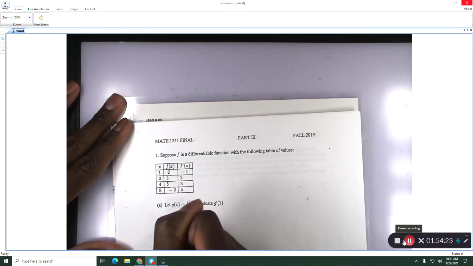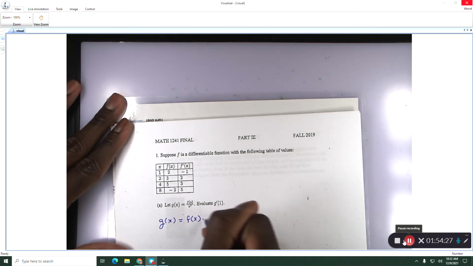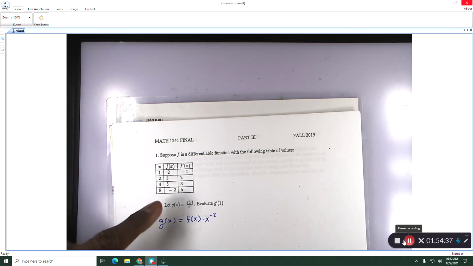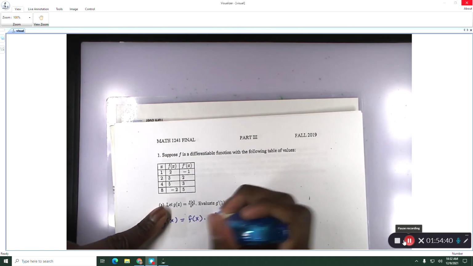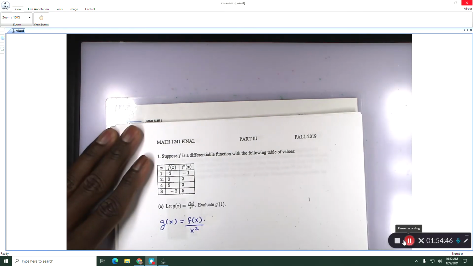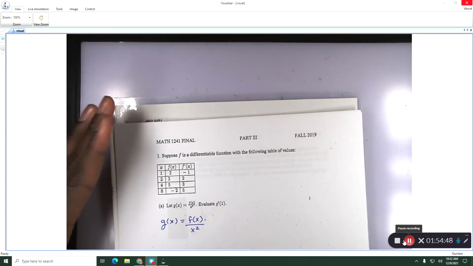Now, if I rewrite this, g of x is equal to f of x times x to the negative 2. You could use the product or quotient rule. Actually, in this instance, I left it as a quotient. So let's just use the quotient rule because that's the way that I did it. You could do either way though.